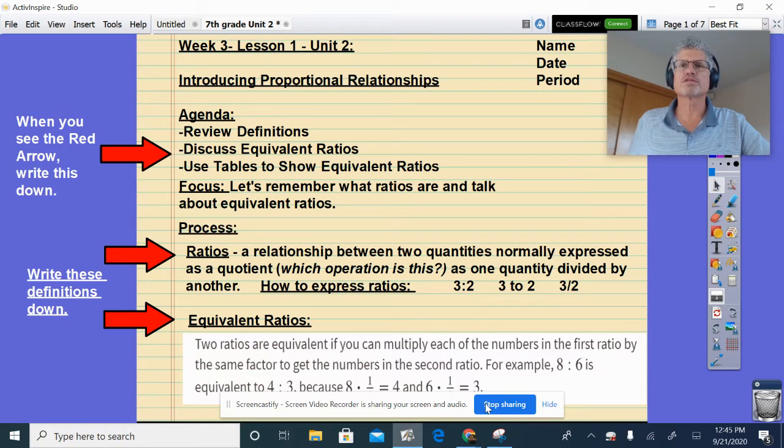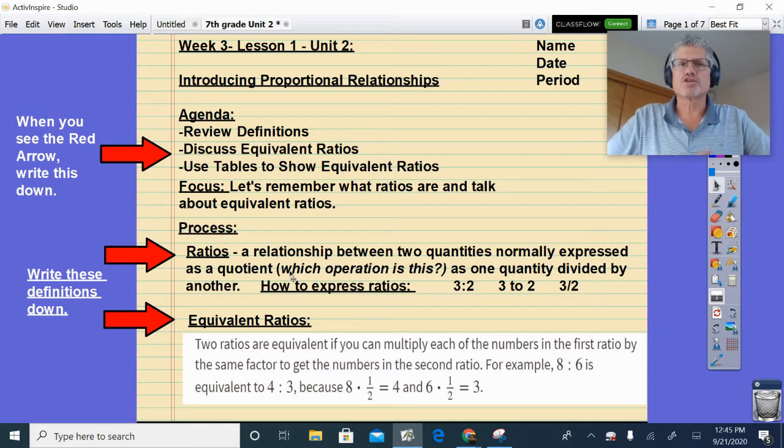Here are some various different ratio definitions. First of all, ratios. A ratio, you might remember this from 6th grade, we talked about them then, is a relationship between two quantities, normally expressed as a quotient, which prompts a question: which operation is this? There are 4 operations in math: addition, subtraction, multiplication, and division. Quotient relates to division, as one quantity divided by another.